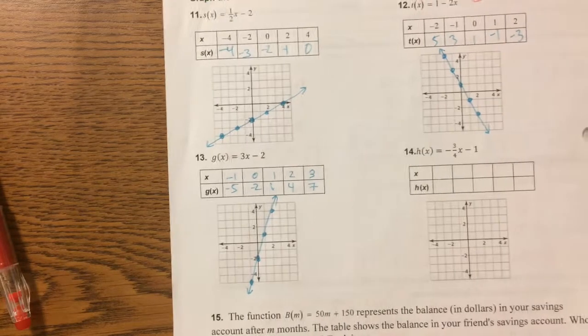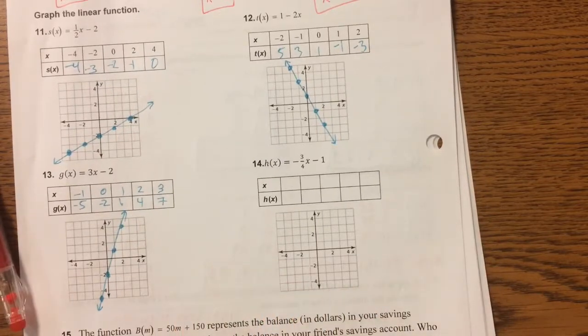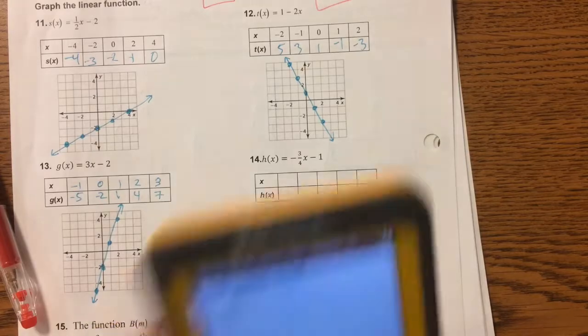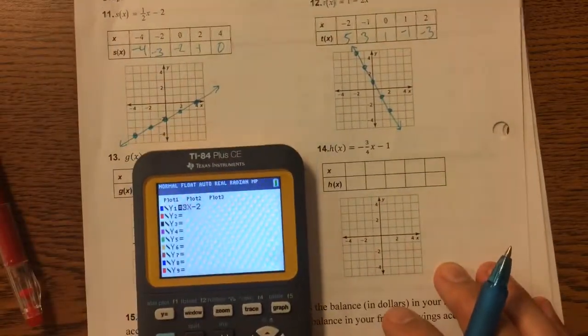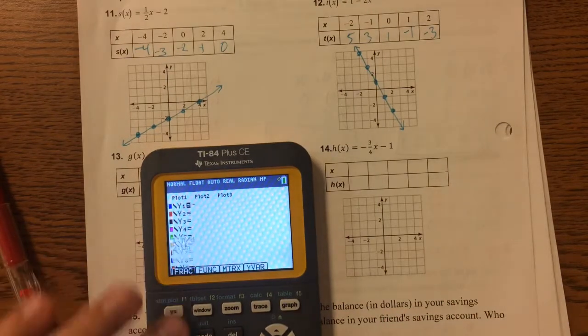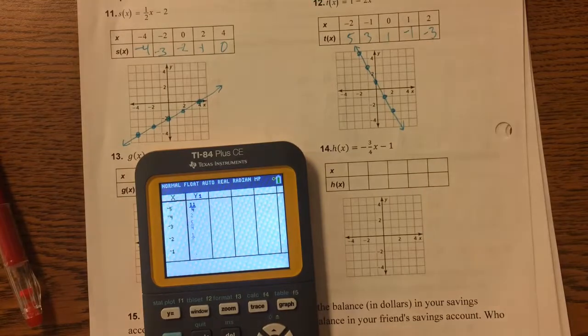Ooh, number 14's got some fractions going on here. So when we try to create a table with fractions, you want to try to pick points that are easy to plot. So I'm going to type this in, just like I did all the other problems. So negative, and then I'm going to throw in my fraction, 3/4, x minus 1. Should look like that. Go to the table, and I want to pick values that are sort of easy to plot.